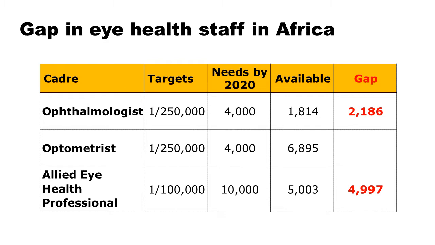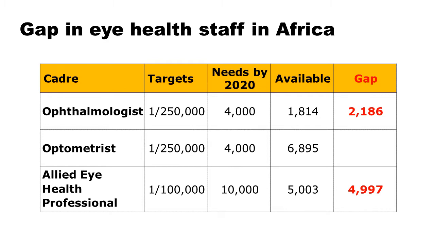The line on optometrists is probably the minimum figure there, 1 per 250,000, should now really probably be increased to 1 per 100,000, which would mean we would need 10,000 optometrists, and we have about 7,000. So we actually have a shortfall there of about 3,000. And then allied eye health personnel are nurses, clinical officers, and again we need 10 per million population, so we would need 10,000 by 2020, and we have about 5,000, so a shortfall of 5,000.